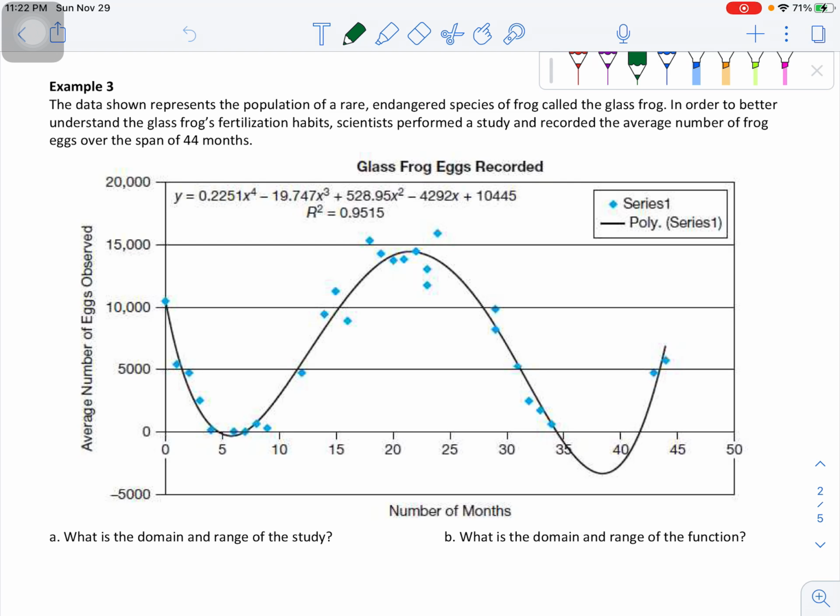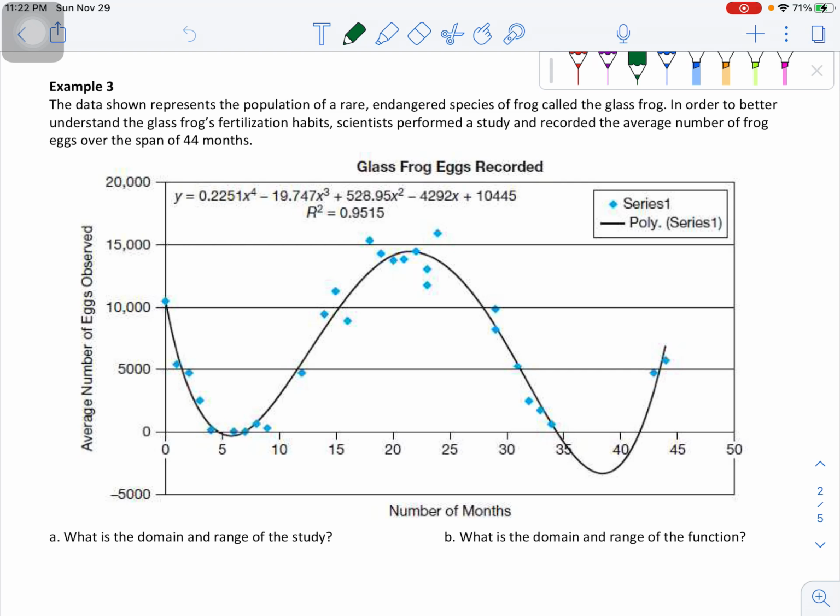All right, let's take a look at example 3. The data shown represents the population of a rare endangered species of frog called the glass frog. In order to better understand the glass frog's fertilization habits, scientists performed a study and recorded the average number of frogs' eggs over the span of 44 months.